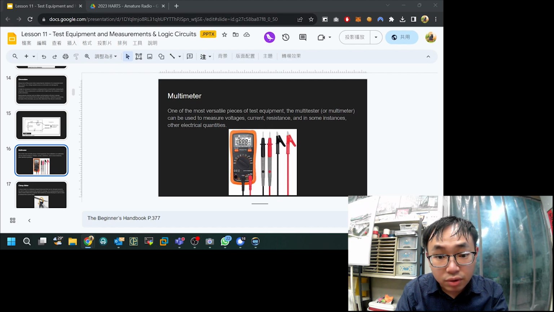No, it's not a good diagram. Oh yes, great, this one.